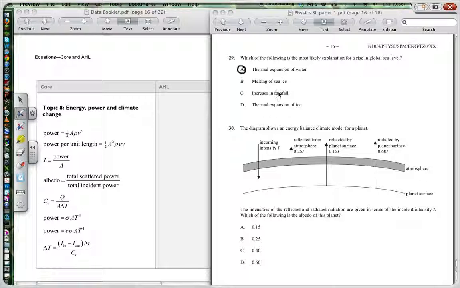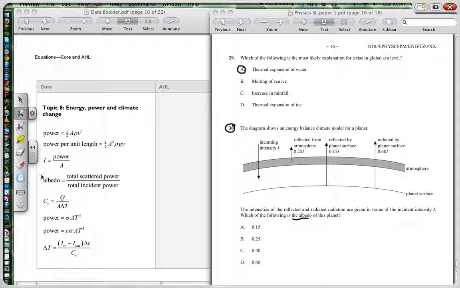Okay, and then 30, the diagram shows an energy balance climate model for a planet. So you've got your incoming intensity that's coming from your sun, and then you've got your reflected from the atmosphere and your reflected from the planet. And then it says the intensity of the reflected and radiated radiation are given in terms of the incident intensity I. Which of the following is the albedo of the planet?